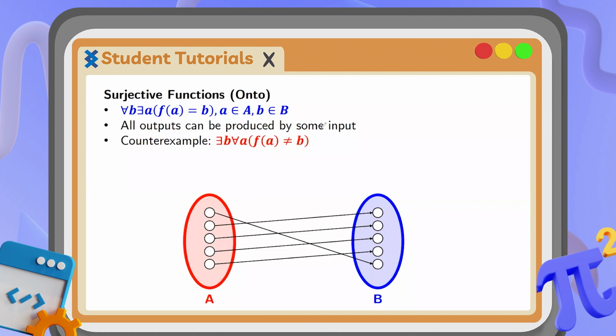So let's have another example over here. For all elements of A, notice that they all are mapped to some output in B, and since all elements in B are not left behind, or basically, it's just saying that the codomain, which is B, is equal to the range, which is the set of all values f of A such that A is part of the codomain. Therefore, we can say that this function is actually surjective.